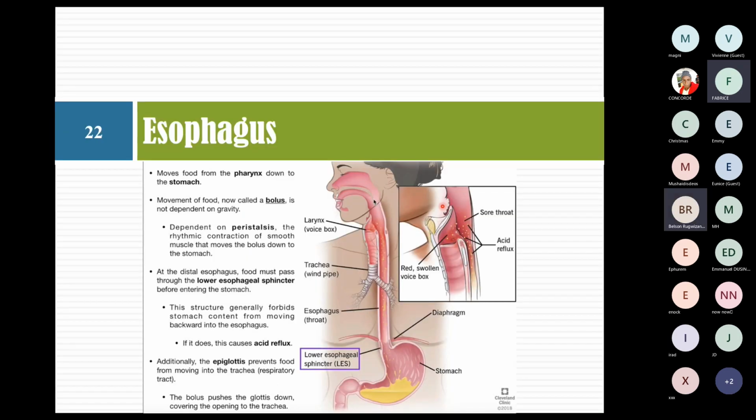So that's all for the salivary glands. Questions are welcome before we proceed with the esophagus.